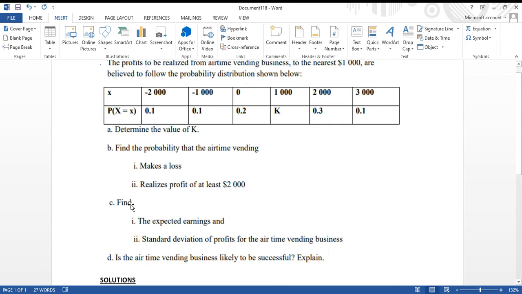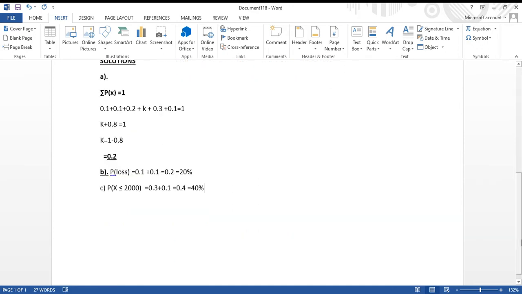Part C: find the expected earnings. Basically, what they want to find is the expected value, which is similar to the mean. So we are going to use this formula for the expected earnings.